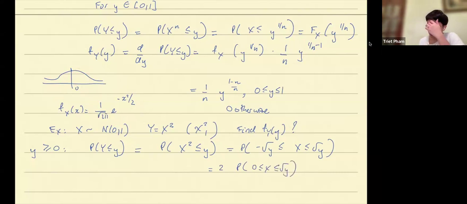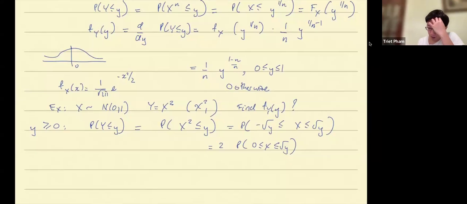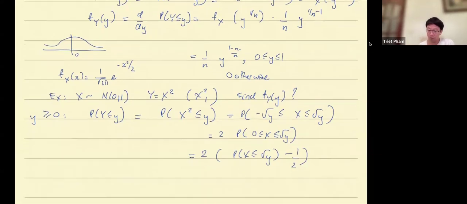And so here we still want to do this CDF version. So let's do 2 times the probability that X is less than or equal to square root of y, minus a half. A half comes from where? A half comes from the probability that X is less than 0, which is the 1/2 of the standard normal. The probability of being less than 0, because of symmetry. Any questions so far?